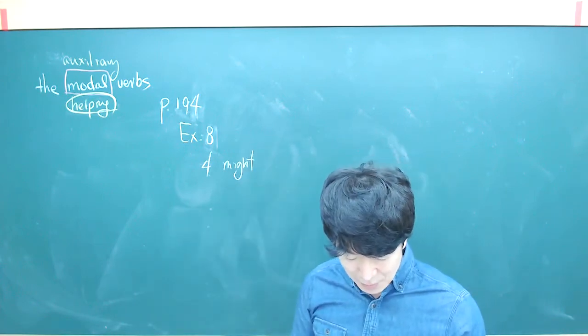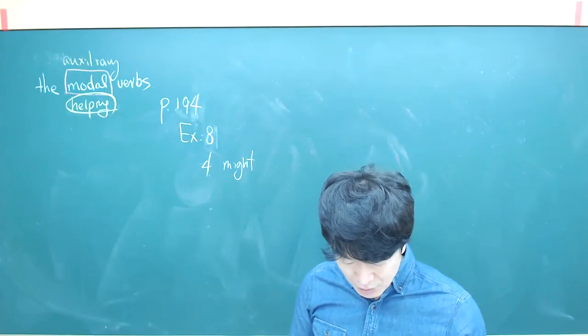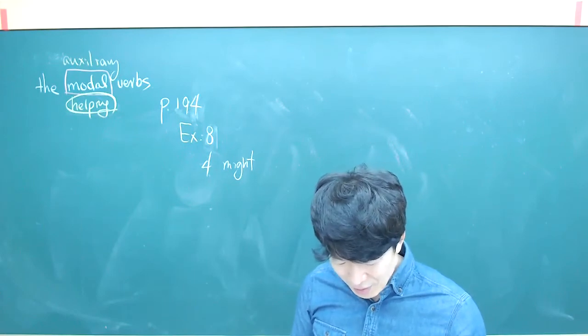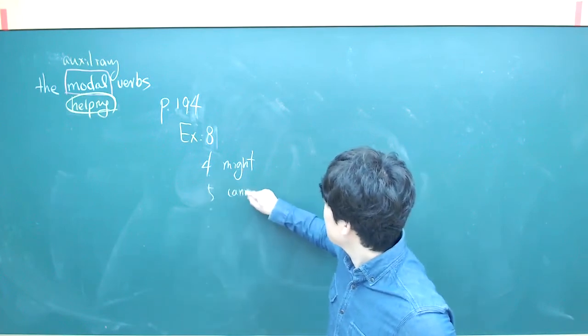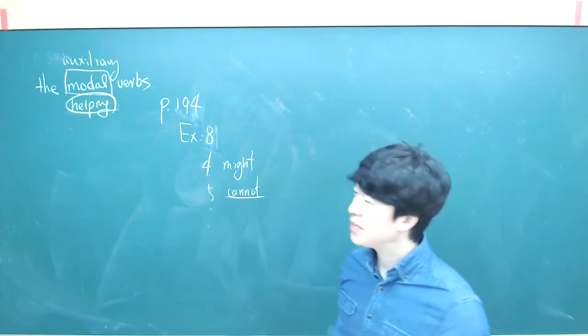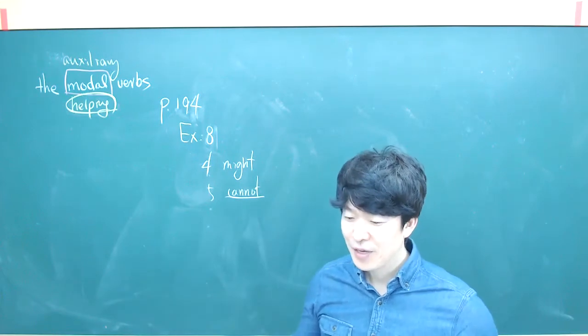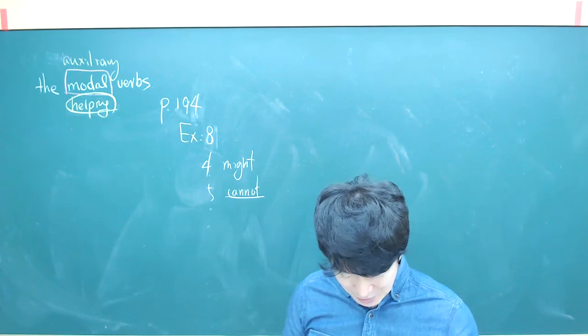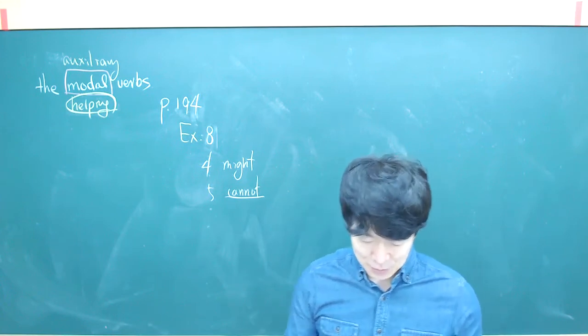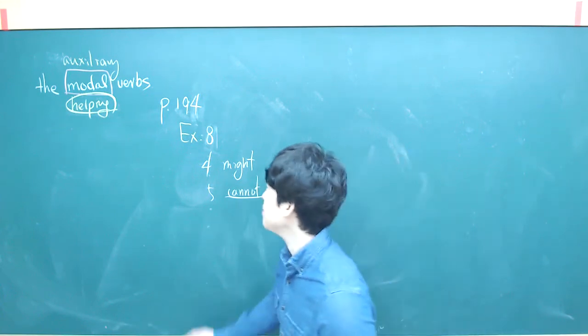Possibility. 5, would you like some more food? No thanks. I cannot eat another bite. I'm full. Ability, inability to eat anymore. So, I cannot eat another bite. Okay, let's move on to page 195.